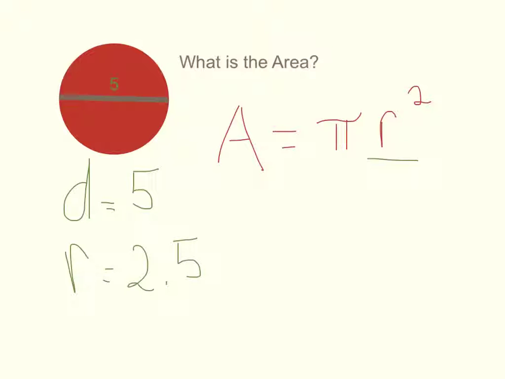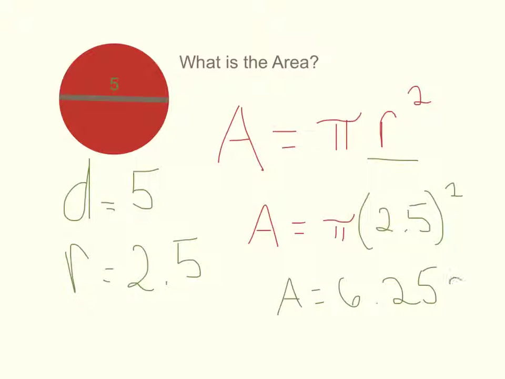We can plug this into our equation. A equals pi times 2.5, that's my r, squared. 2.5 squared is 6.25. So our area is 6.25 pi. And we could multiply that out.